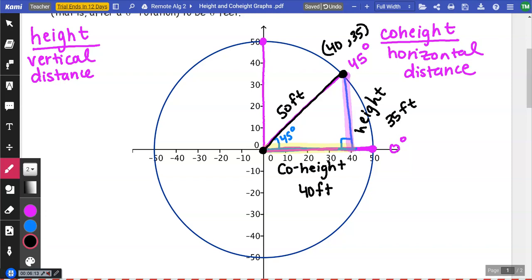Hey, what does that match? So your height is really the y value of the point, and that's created by that 45-degree angle using this side as your terminal side and the x-axis as your initial side. And then the horizontal distance is your x value.